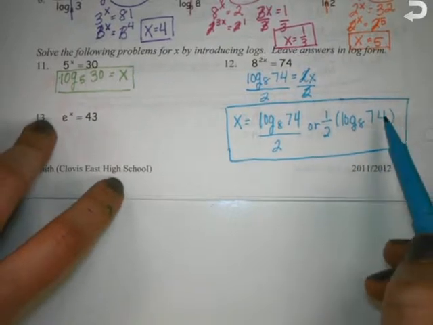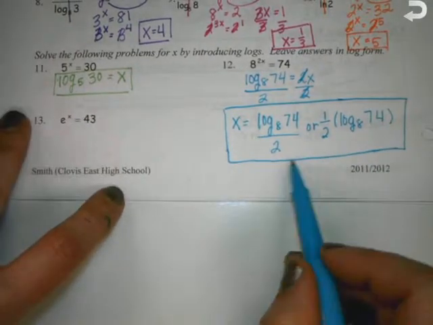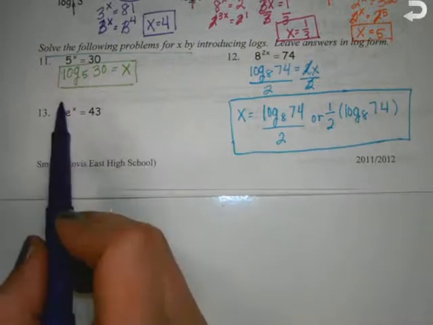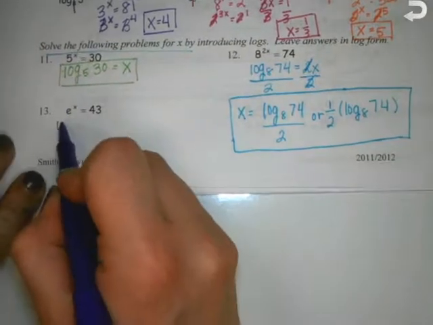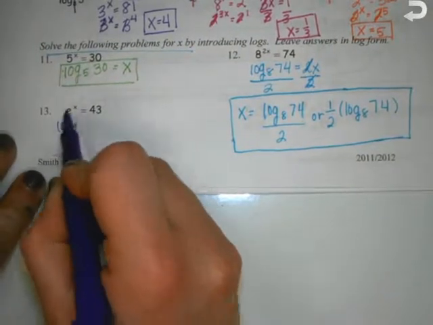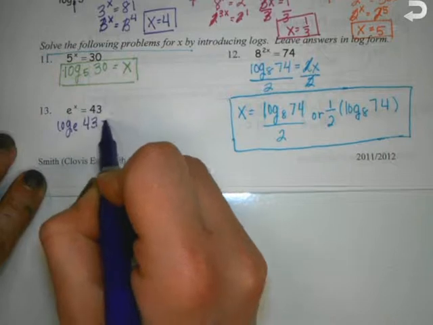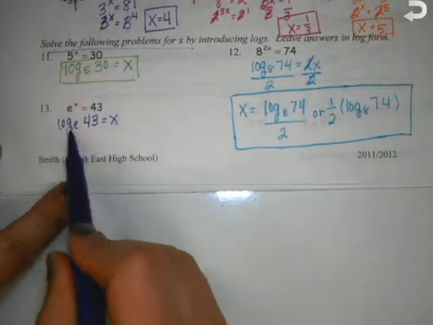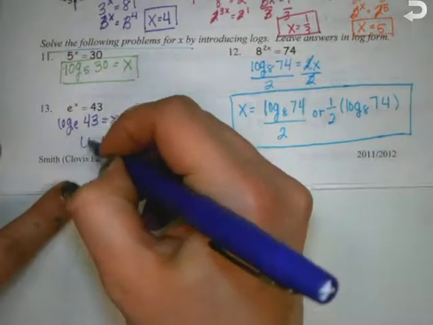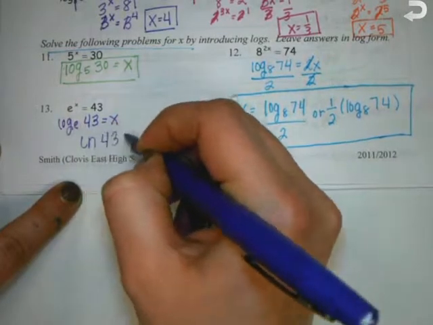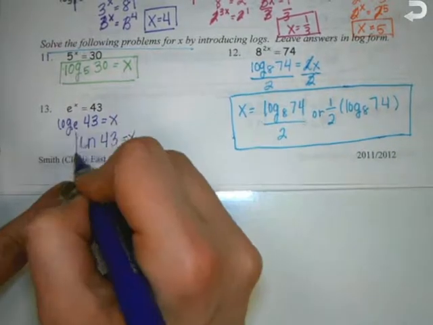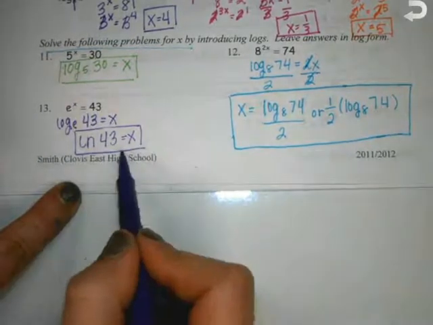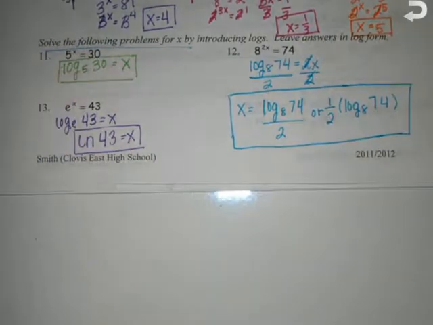Okay? Okay, how would I rewrite 13? That's going to be log base what? E of 43 equals x. Now, I am solved for x here, but I'm not quite done because log base e is actually what? Natural log of 43 equals x. You could have gone straight to there, yeah. And that, ladies and gentlemen, is all there is to logarithms.